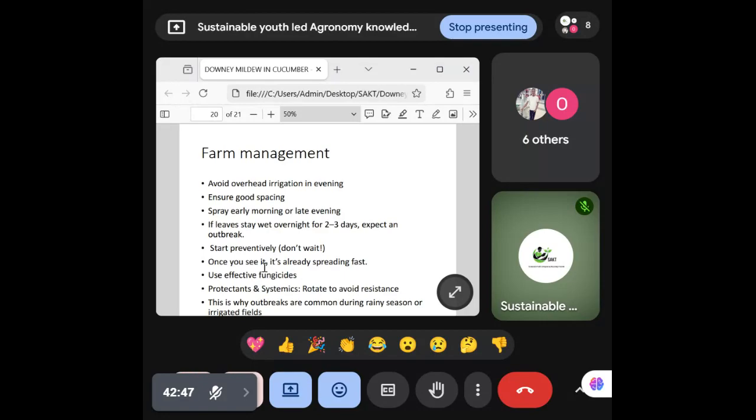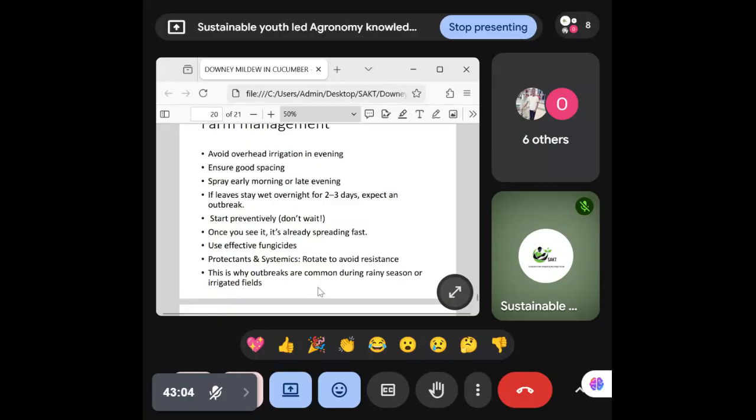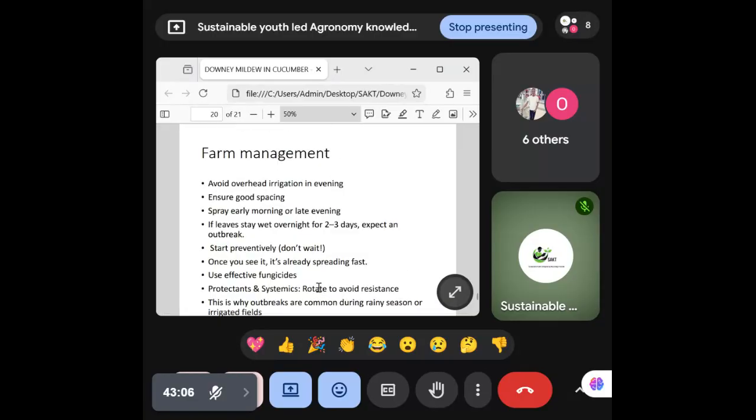Once you have rainfall consistently for 2 to 3 days, it is a must that there's already an outbreak of Downy mildew. Don't wait. Just start thinking about prevention. The next thing is start preventively. Don't wait till you see it is already spreading fast. Use effective fungicide.